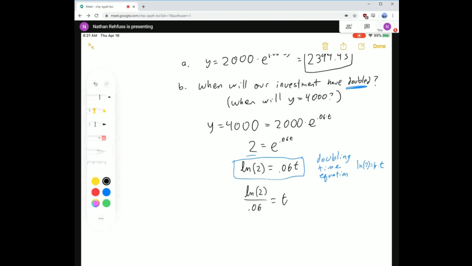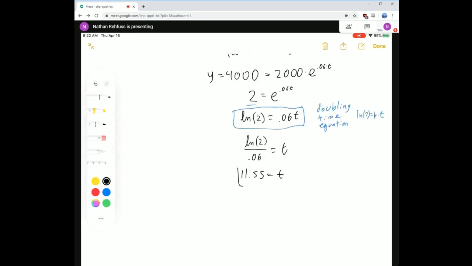Remember, when we divide by a number that small, that's the same as multiplying by its reciprocal. So 0.06 is 3/50ths. So dividing by 3/50ths is the same as multiplying by 50/3. So I should expect a pretty big answer here. Let's see. I'm going to use my calculator here. Natural log of 2 divided by 0.06 is 11.55. So it'll take somewhere between 11 and 12 years. And we can call this the final answer. This is just fine. 11.55 years or so.